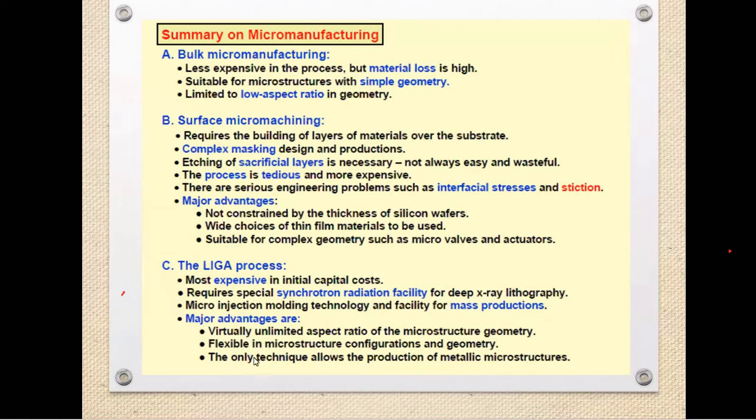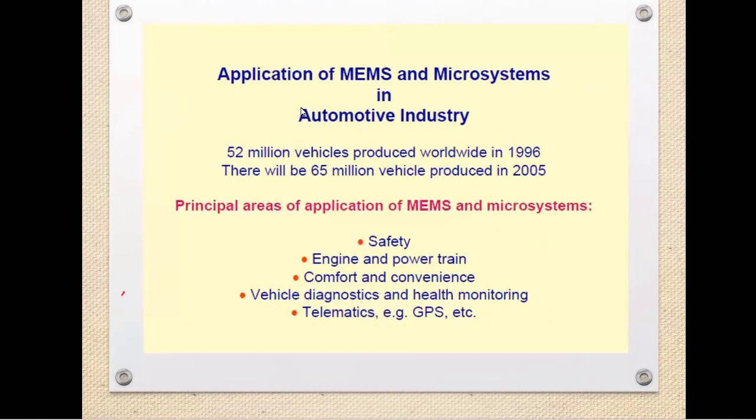It's flexible with the microstructure configuration and geometry. So the only technique that allows the production of metallic microstructure. We can say that this process is flexible with microstructure configuration and geometry. So this is about the different types of micro manufacturing techniques.